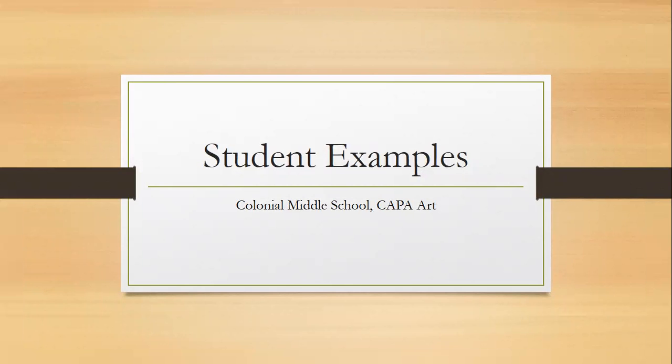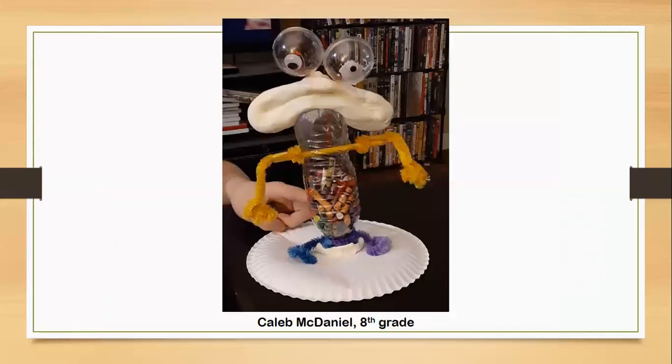Here are some student examples that students from Colonial Middle School created during this quarantine. This freestanding representational assemblage was created by 8th grader Caleb McDaniel. He was very creative in his use of materials. He used a water bottle, some pipe cleaners, and broken bits of crayons, paper plates, some googly eyes.